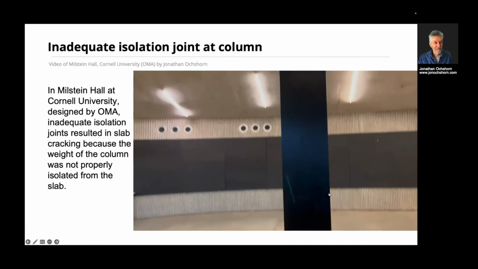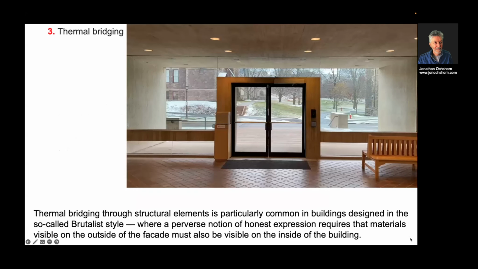Not that I'm picking on Milstein Hall. I'm also picking on the Johnson Museum, which leads us to the third problem with structural expression. And this is a big one, which has to do with thermal bridging. And it's mostly associated with this notion of a kind of brutalist design.